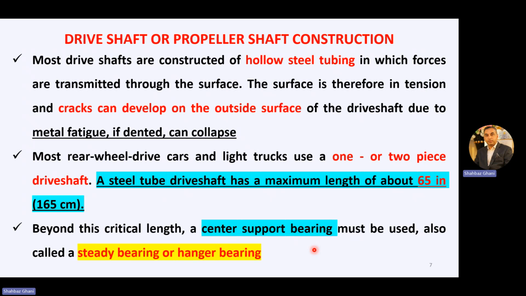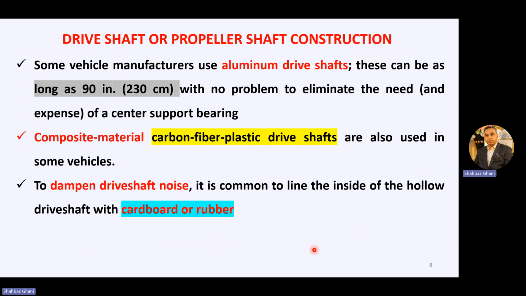So if we want to increase this length, then we have to use a steady bearing or a hanger bearing. Some manufacturers use aluminum drive shafts. Previously that was hollow steel tubing. Now the latest trend is aluminum drive shafts. These can be as long as 90 inches.